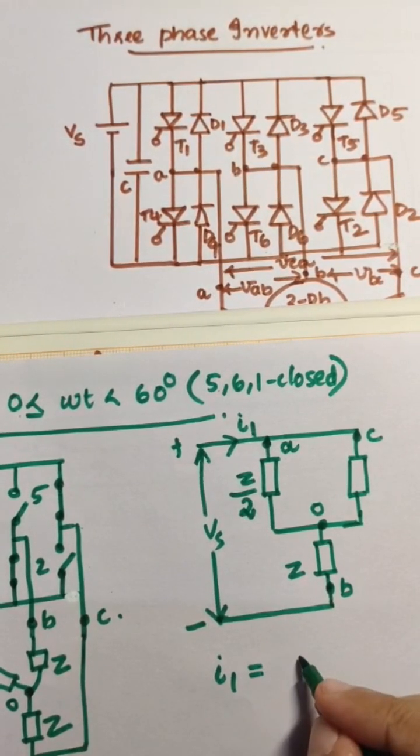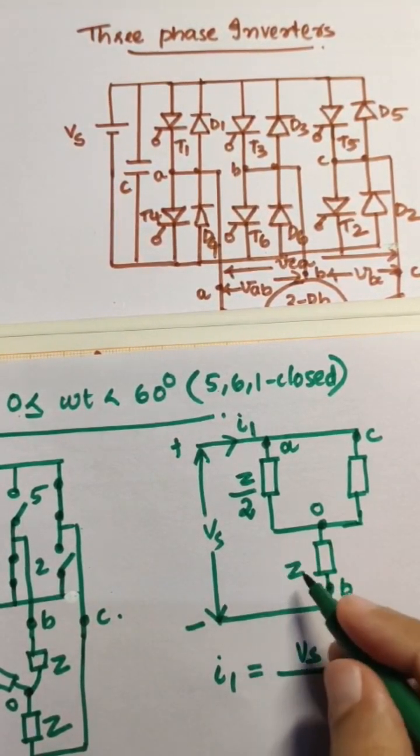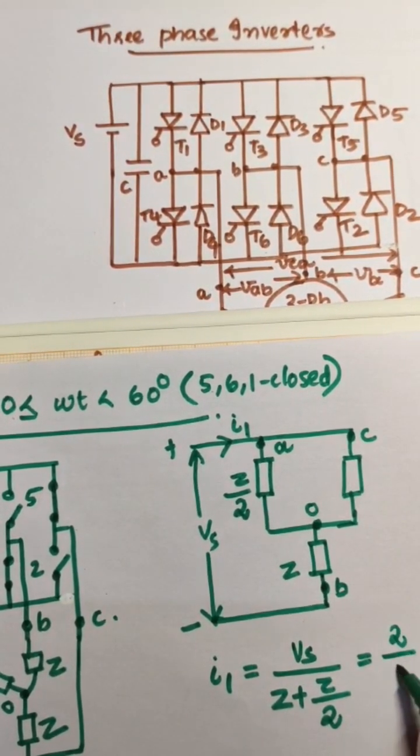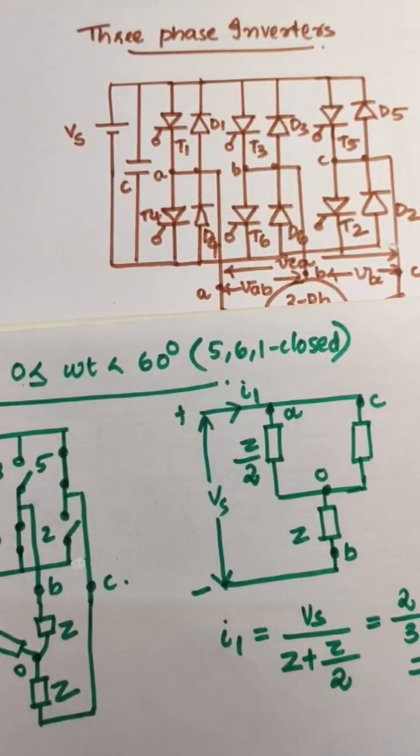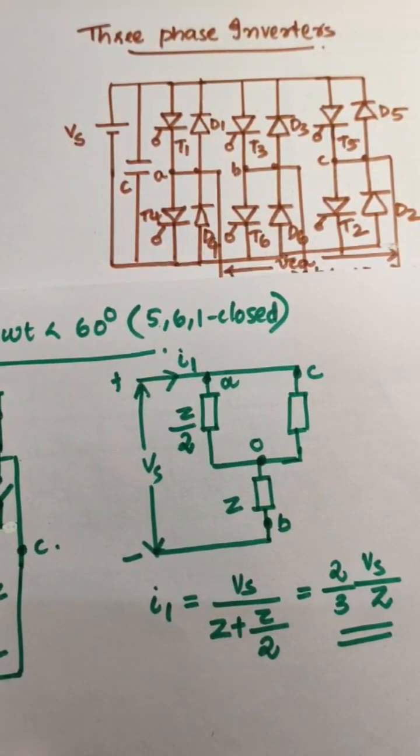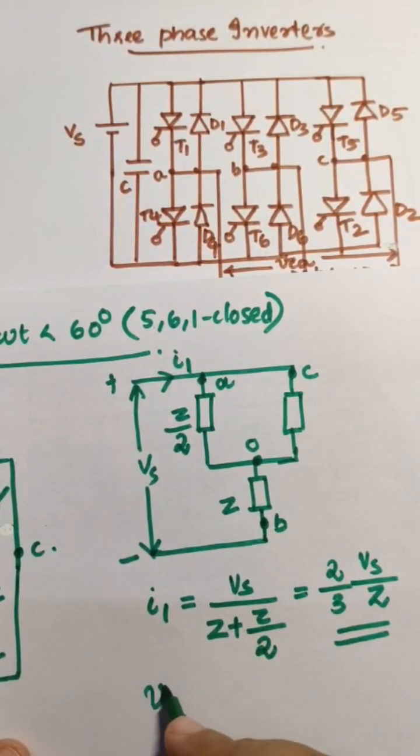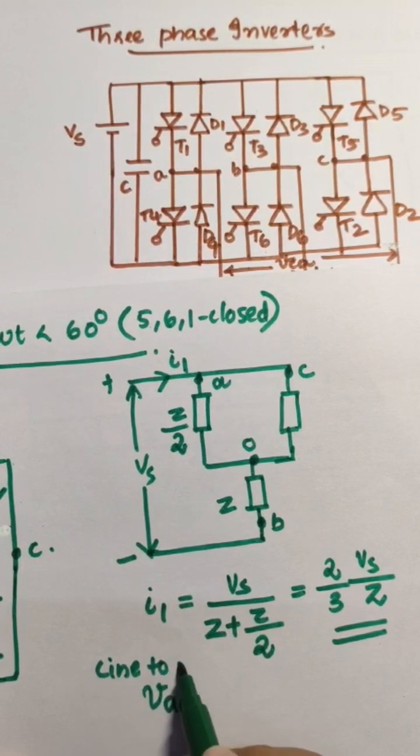I is equal to Vs divided by R. Here R is the total impedance, Z plus Z by 2, which is equal to 2 by 3 Vs by Z. Now we need to find what is the voltage across AO, VAO. VAO is the line to neutral voltage. Okay. Line to neutral voltage.